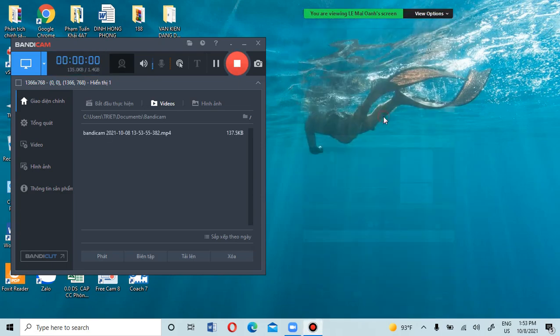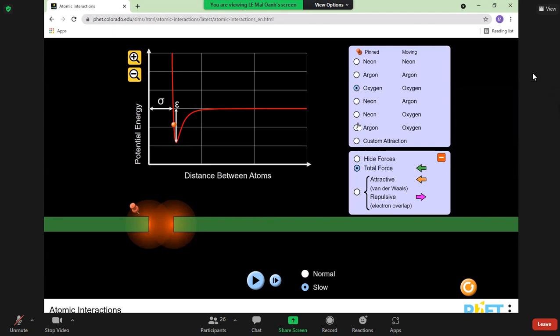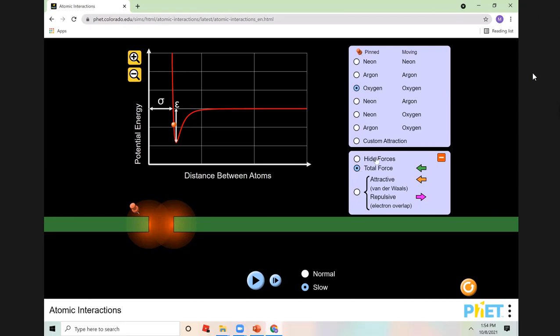This is the virtual experiment about the bonding, the attractive and repulsive force between two atoms. You can see the first situation is oxygen and oxygen. These two atoms are oxygens, and the blue, orange or pink vector is the force. And you can see this is the total potential function graph.